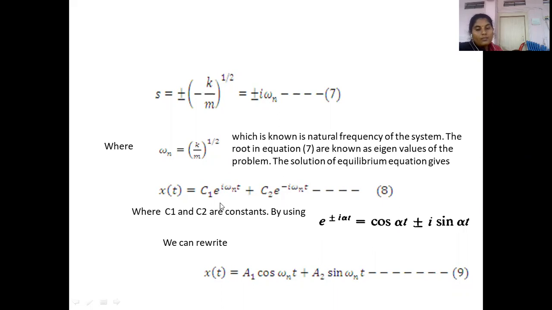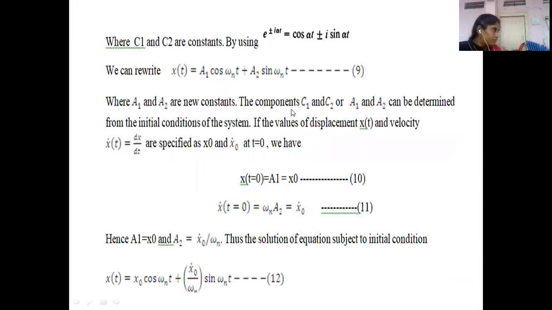Now you separate the cos terms and the sin terms, and whatever the constants C1 plus C2 and C1 minus C2 are, they are indicated by A1 and A2 over here. That equation we can rewrite in terms of A1 and A2, so it will become A1 cos omega n t plus A2 sin omega n t. Okay, that is the equation number 9.